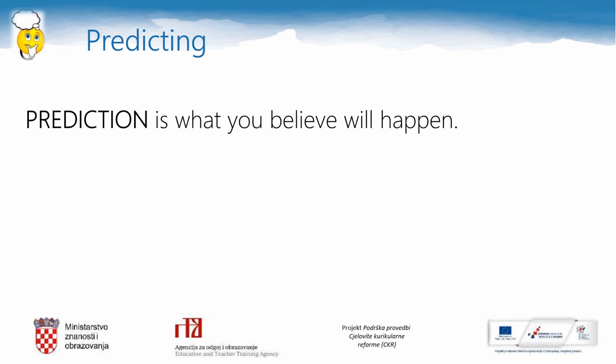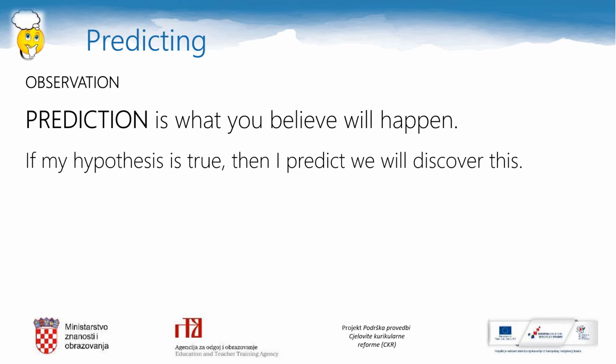The next thing the scientist does is predicting. Do you remember predicting? To predict means predvidjeti, right? So prediction, it says here, is what you believe will happen. Now, what does a scientist in his thinking do before predicting? Well, first, of course, he does observations. He observes the world around him. And then he predicts. Actually, he makes a hypothesis. And if his hypothesis is true, then he predicts he will discover something. And what is hypothesis? Well, it is the answer that you think you will find.